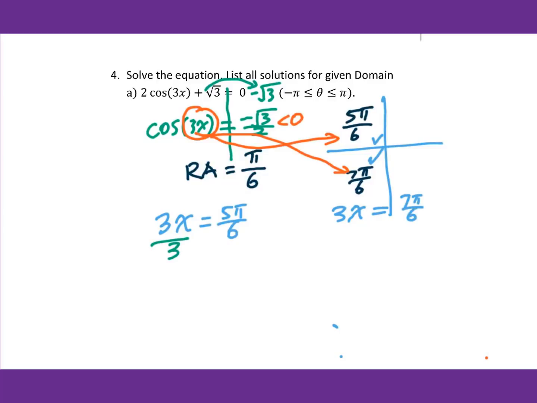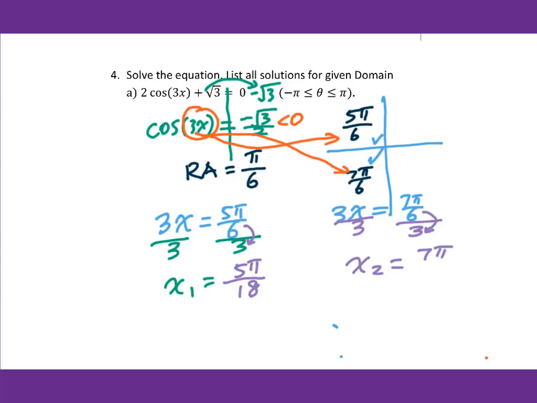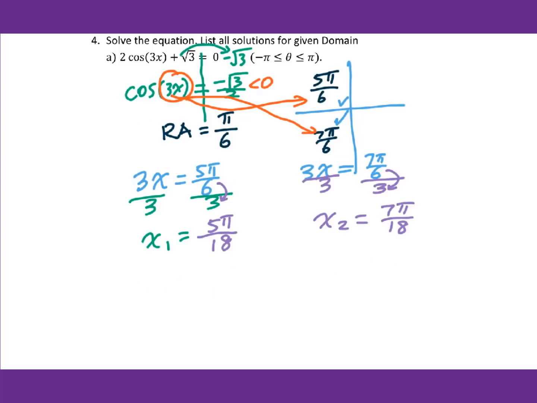We divide by 3. You get your x1 equals, 6 drops down, that's 5 pi over 18. Divided by 3, you will get x2 equals 7 pi over 18. Then you need to figure out the general form. Period, that's 2 pi over 3, because b is 3.